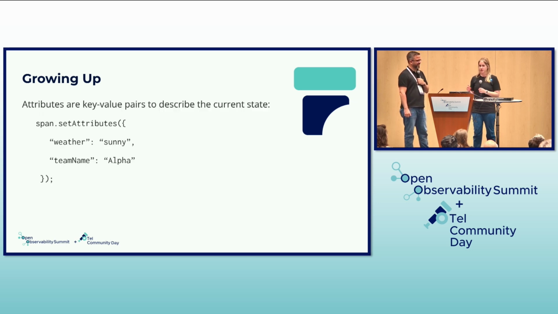These observations can often be represented as key value pairs, which can then be added to a span as attributes. Attributes are just that. They're key value pairs that can describe a span, a piece of logic, a current situation. For Spanly, that's something like weather is sunny. For you, that may be something more like team name is alpha or operation name is expensive operation. You add them to a currently active span to help describe what's happening at any point in your process.